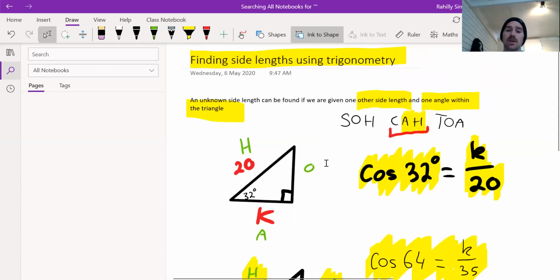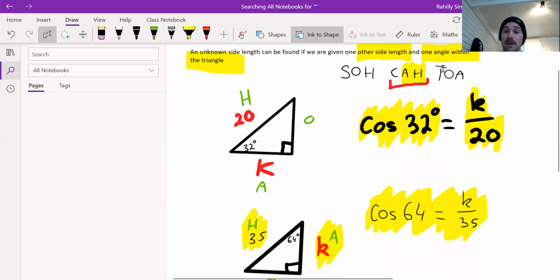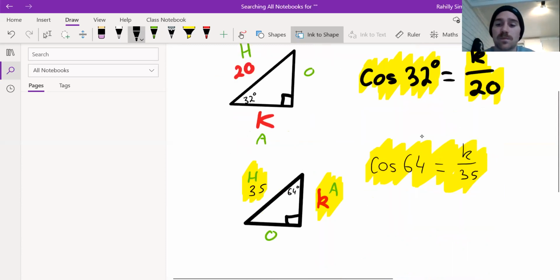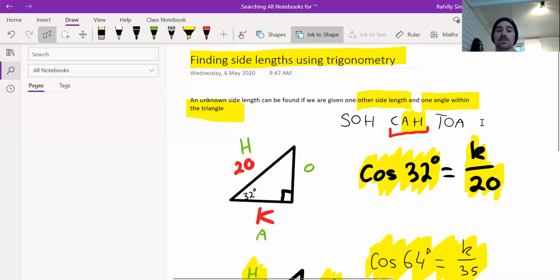The first step we need to do is label our triangle, decide on the ratio using SOHCAHTOA, and we decide on that ratio by seeing which two sides are being used, whether it's your hypotenuse and your adjacent, or your hypotenuse and your opposite. That will determine whether you use SOH, CAH or TOA. Once you've determined that, all you need to do is put it into this formula here. So you're going to do cos or tan or sin, the angle you've been given, and then it's whatever the ratio tells you to do.